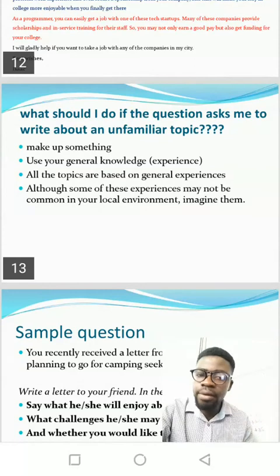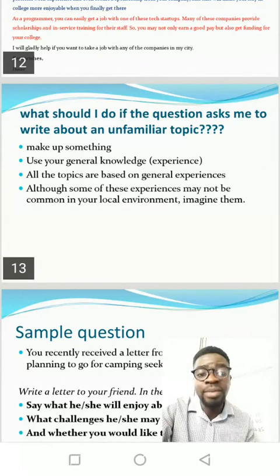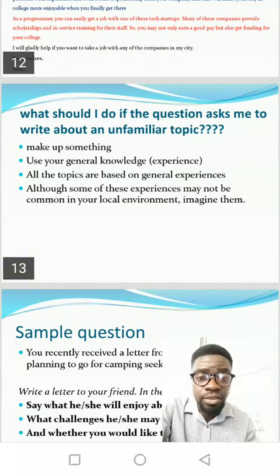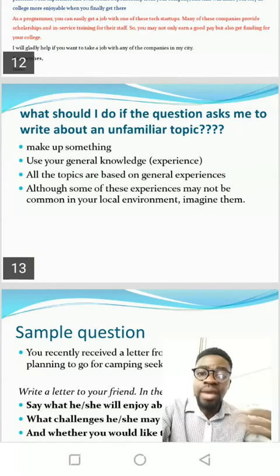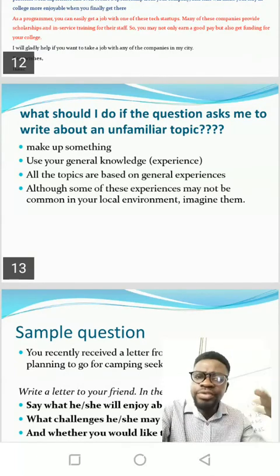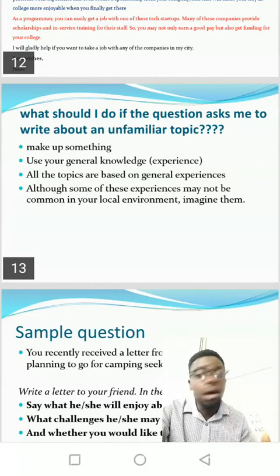So don't worry, don't panic. You don't need to have an expert knowledge of a particular topic before you write. You can make up something. Just imagine something. Make sure what you're saying is not just so absurd. All right? So you can make up something and use your general knowledge, your experience to guide you. All the topics are based on general experience.